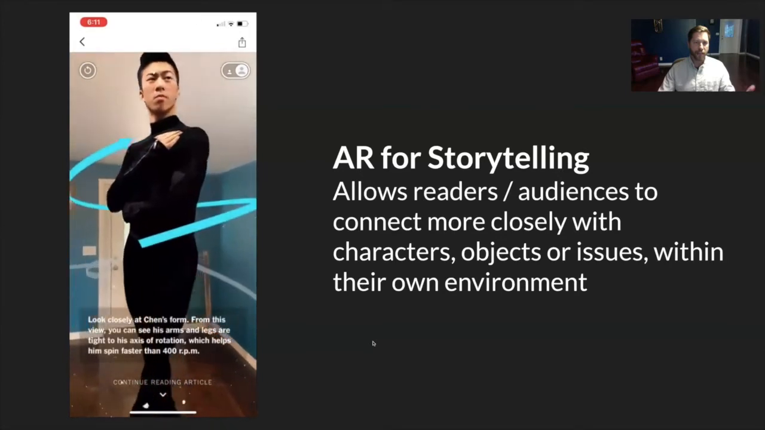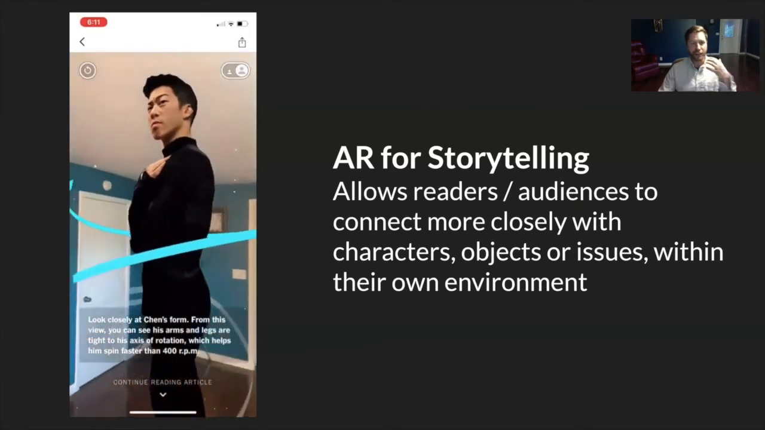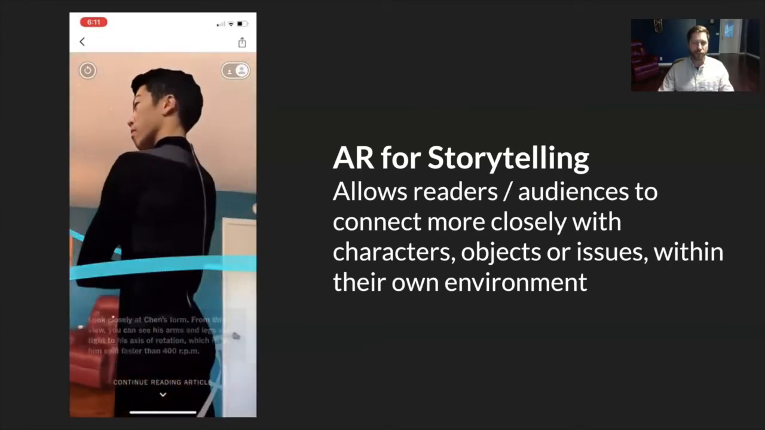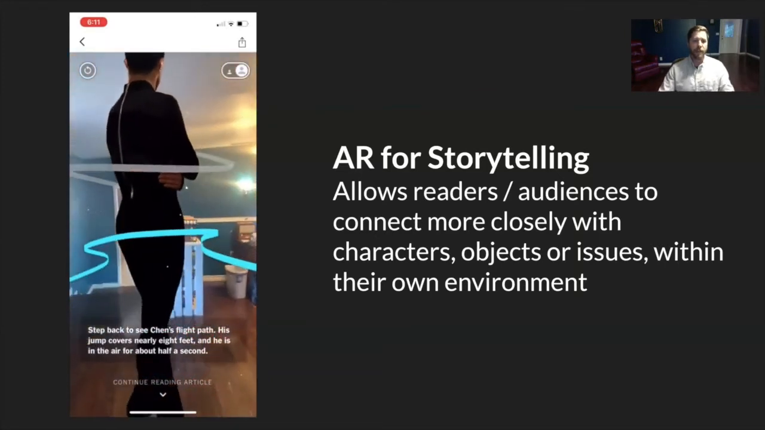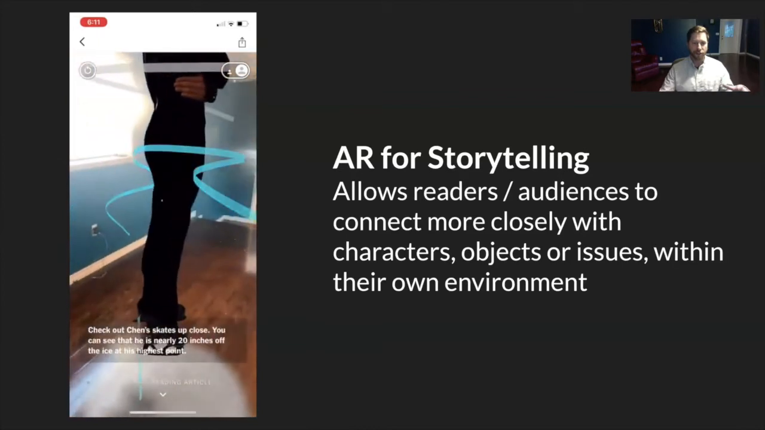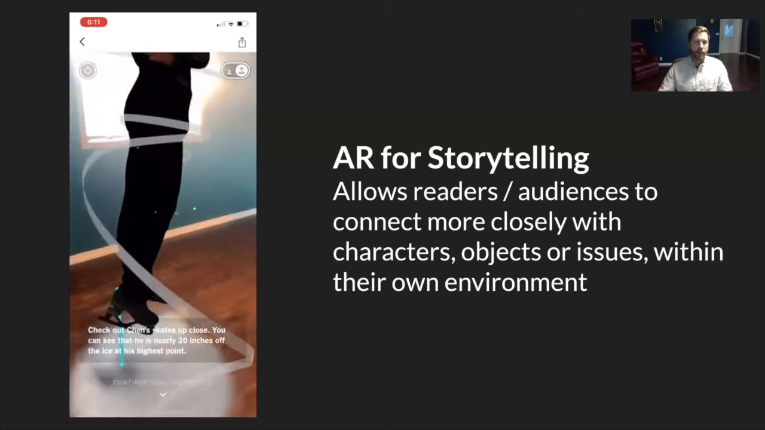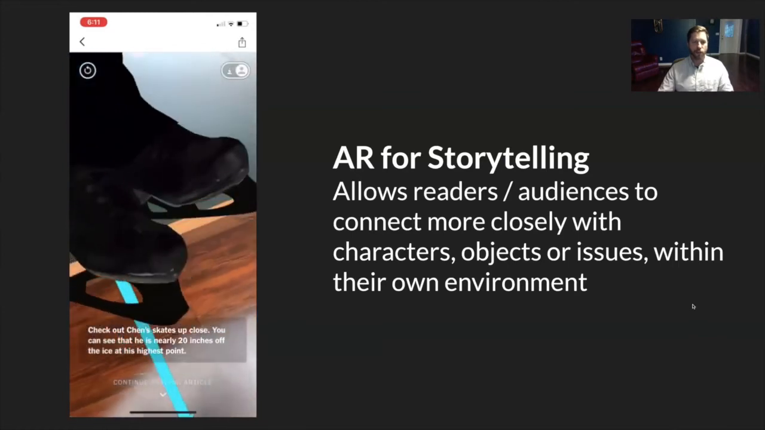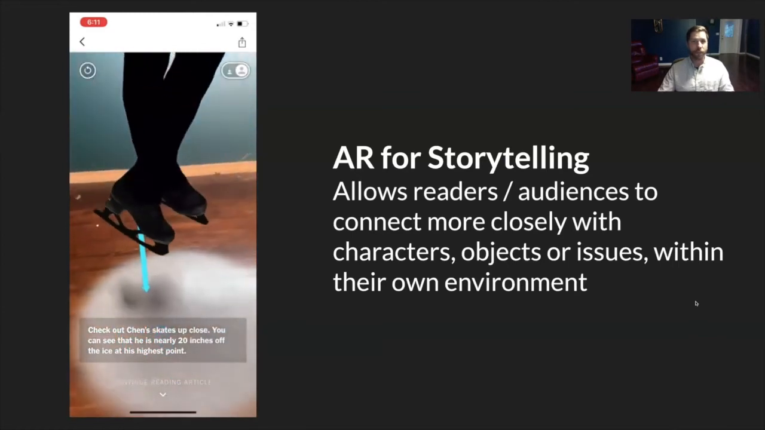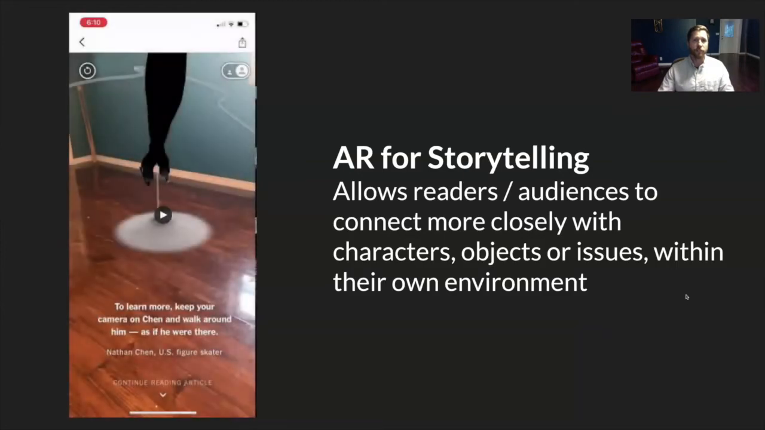And again, this is augmenting your reality. Now this figure skater is in your living room. Other examples of this might include, the new Tesla came out, and so you can put the Tesla in your living room and explore it a little bit. A lot of uses for this, both for journalism and also for advertising and other types of marketing.